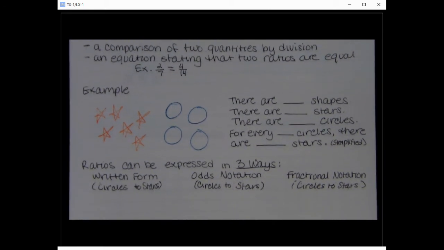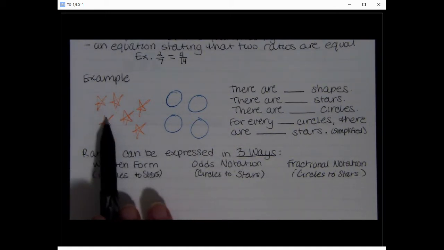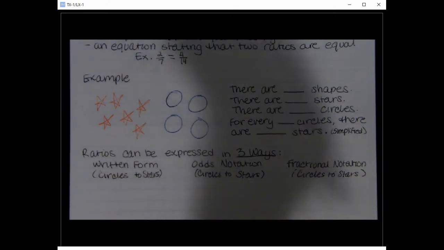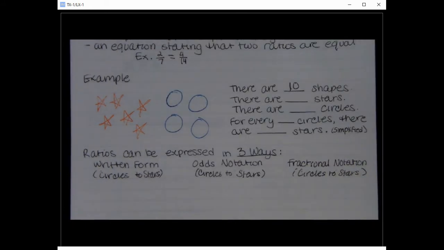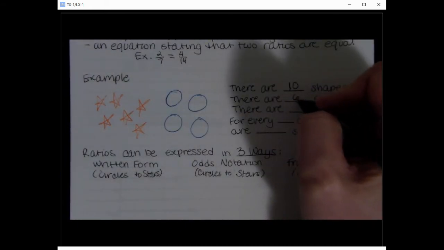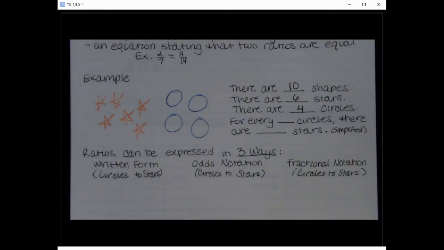So here we go. I have an example with some stars and some circles. So in total, I have 1, 2, 3, 4, 5, 6, 7, 8, 9, 10. So I have a total of 10 shapes. I can count that there are 6 stars and 4 circles. So that was just literally counting the objects that we have.